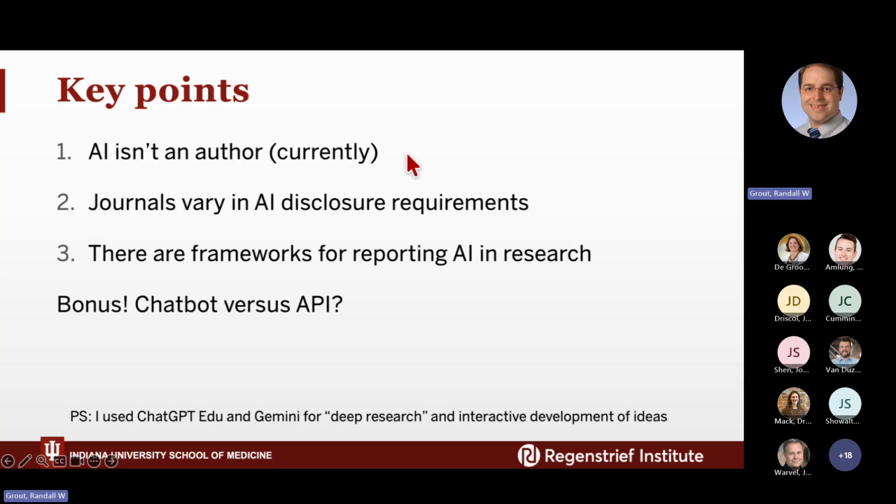And as a bonus, I wanted to include something about using a chatbot versus an API for research because it's come up before with different people, and I think it can be a helpful thing to think about. As my own disclosure, I did use the ChatGPT EDU version, IU version, as well as an IU login to Gemini for deep research, where it conducts a lot of thorough research and web searching and summarization, as well as interactive development of some of the ideas here. However, I have reviewed the content and I am responsible for that.